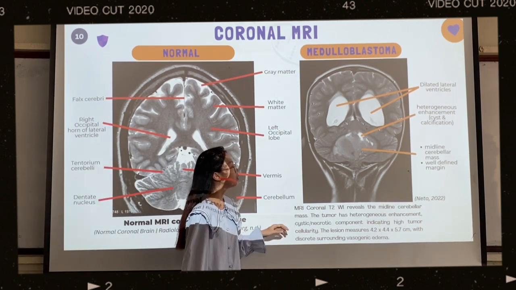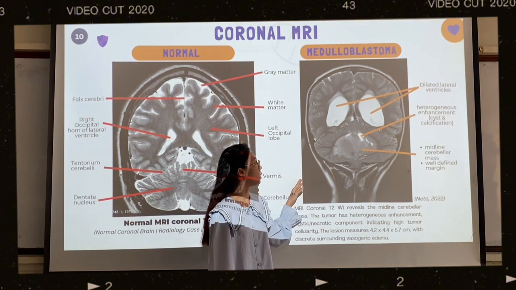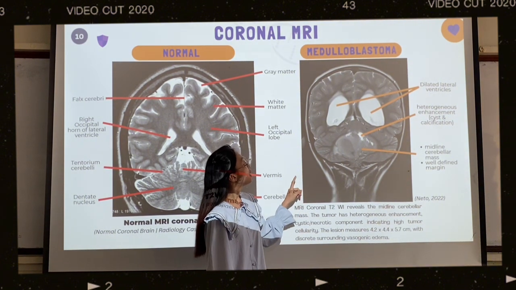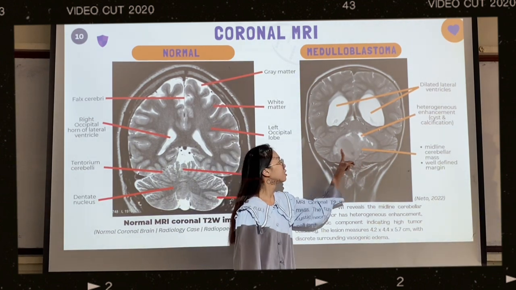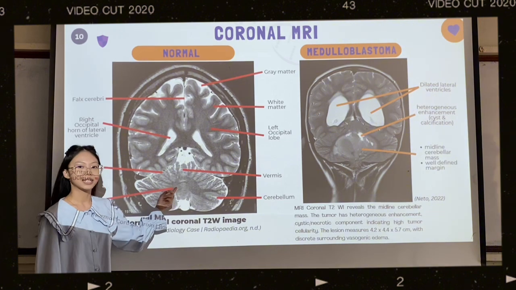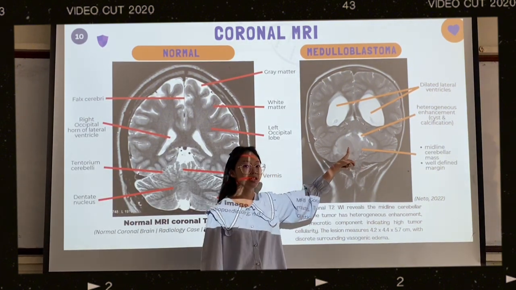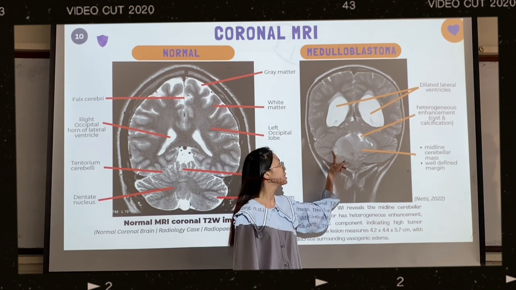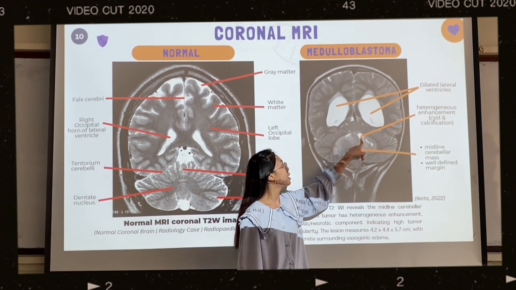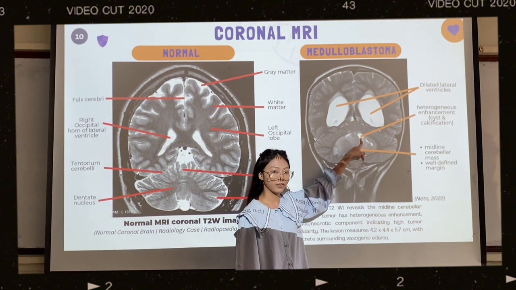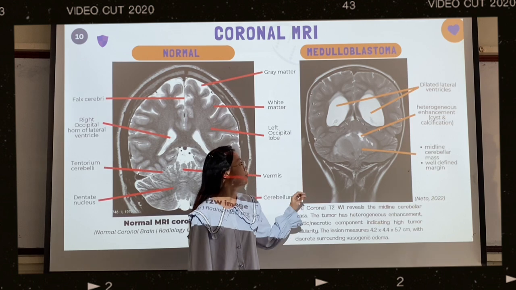And now we look into the pathologic image, which is medulloblastoma. Why do I say this patient has medulloblastoma? Because you can see the mass here, which, compared to the normal one, it doesn't have. Alright, so you can see this one is the mass located in the mid-cerebellum with well-defined margins. It has heterogeneous enhancement because you can see this part is the cyst and the calcification, which appear hyper-intense in this image.